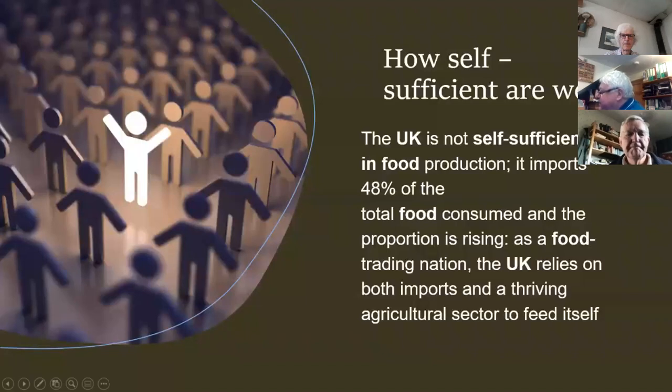So we're not self-sufficient. 48% of what we eat comes from elsewhere. But what we need is that balance between imports and a thriving agricultural sector that feeds ourselves. So remember, as well as slightly more than half of the food we eat coming from here, we are also exporting. So we are in a position of some strength, but perhaps not strong enough in terms of production.